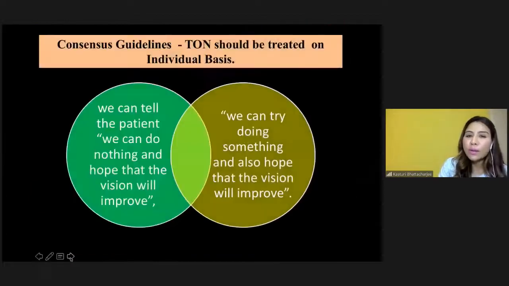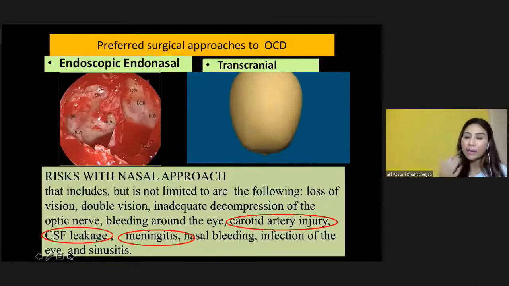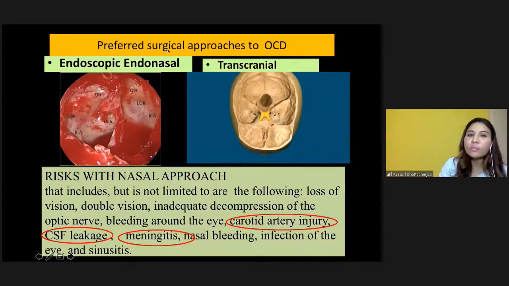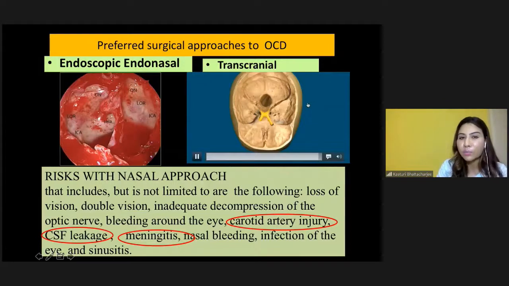So what the consensus guideline says is that we can tell the patient that we'll do nothing and hope that the vision will improve someday. Or we can tell them, let us try doing something, let us do a surgery, and hope the vision will improve. And when I talk of surgery, this surgery can be done by an endoscopic approach or by a transcranial approach.